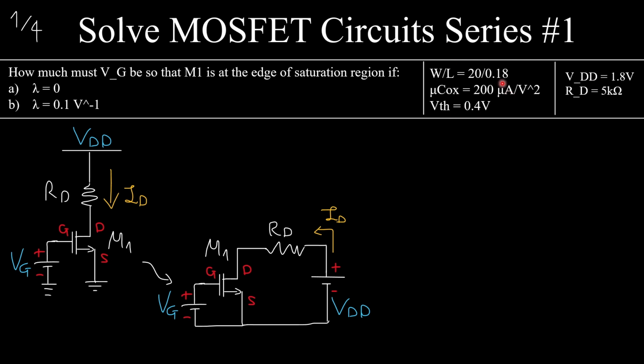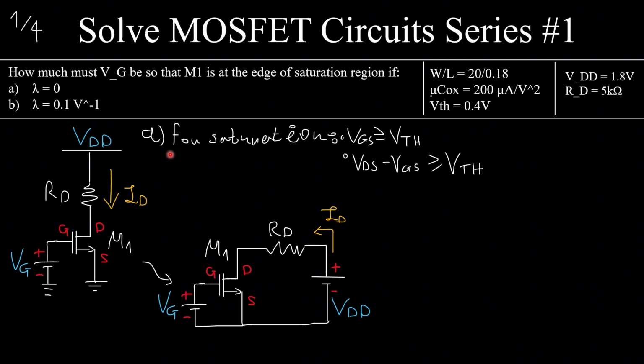I'm given some values for the MOSFET, and I'm given this VDD and the RD. And I have two cases: one with channel length modulation and one without. I'll start with the simple one, where I don't have it.